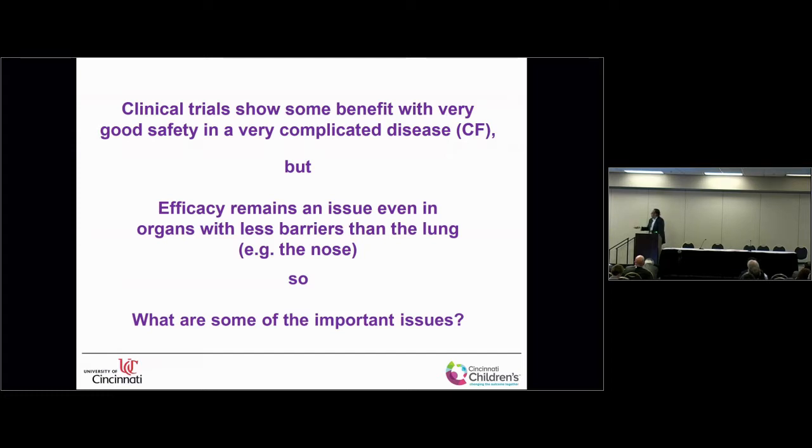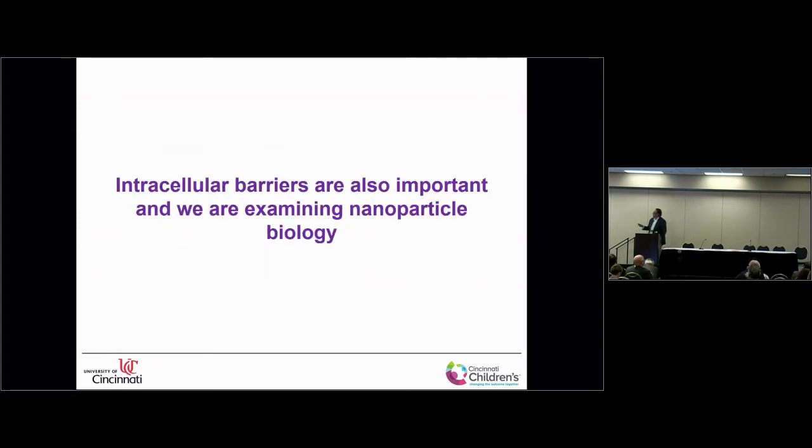So the angle that we took, aside from decorating the particle, which is something I won't talk to you about today, but we do put targeting ligands on the particle, is to look at these intracellular barriers to gene therapy, and we started looking at the particle biology.